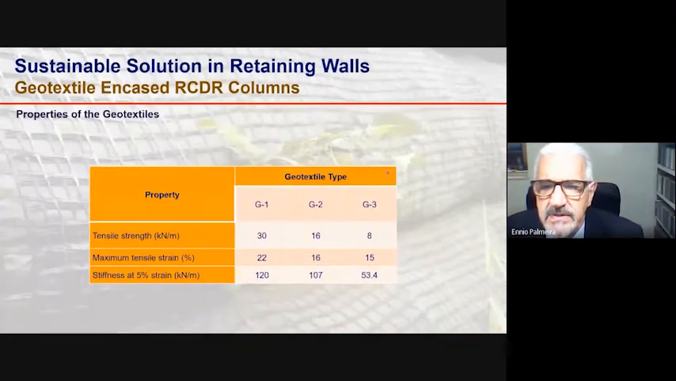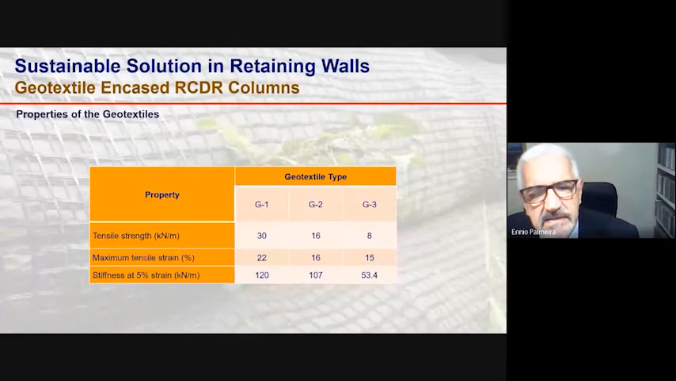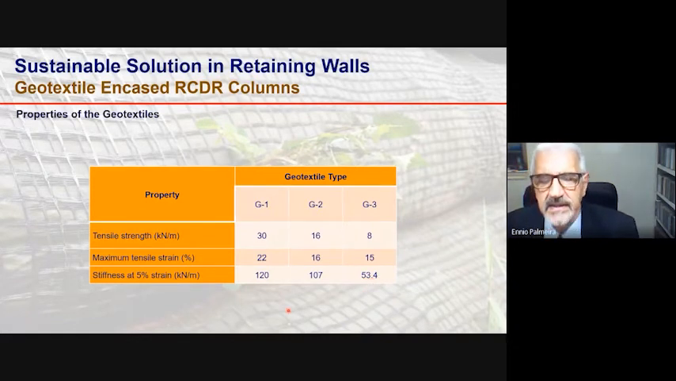So here you see the properties of the geotextile used as encasement. Of course, because of the model conditions, it had to be modeled accordingly. So we have here 3 types of geotextiles that were used as encasement with tensile strength between 8 and 30 kilonewtons per meter, maximum tensile strain between 15 and 22%, and tensile stiffness at 5% tensile strain between 53.4 kilonewtons per meter and 120 kilonewtons per meter.